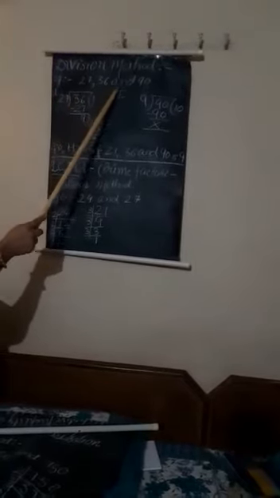Now we can find the HCF with another method, that is the division method. For the division method we will take another example. We will take the example of 27, 36 and 90. We will find the HCF of 27, 36 and 90 with the division method.